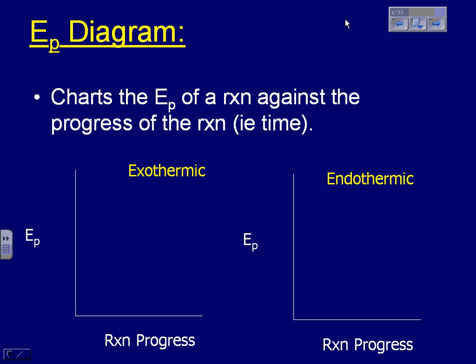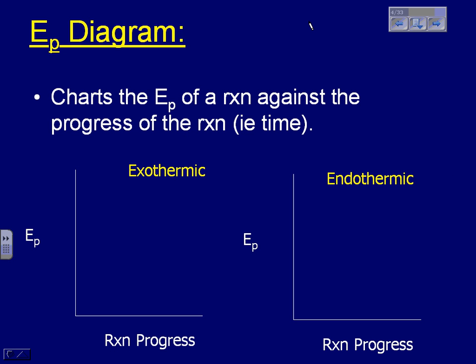So let's take a look at a couple of diagrams that we're going to need to know in order to explain this. We call these potential energy diagrams, EP diagrams. Again, be very aware of the different axes and how we label them, because you will be asked to draw these on a test. In this case, we're looking at reaction progress and the potential energy. We've seen diagrams like this in the past for exothermic and endothermic.